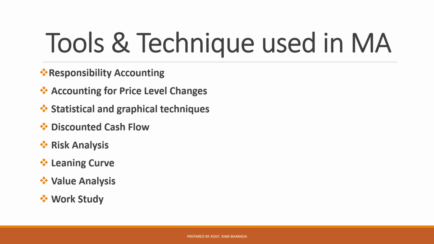Next one is statistical and graphical techniques. So we use some graphical and statistical techniques like graphs, charts, diagrams, histograms, in management accounting as a tool. Next one is discounted cash flows, also known as present value analysis, that we have studied in FM. Then after we go for the risk analysis. Two types of risk are there, business risk and financial risk.